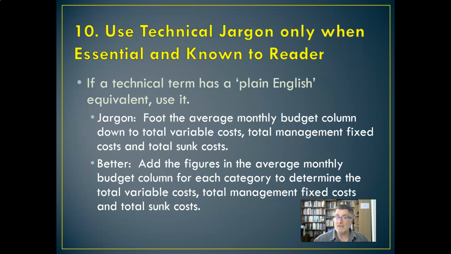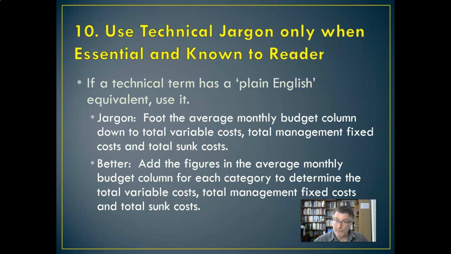Now, you can introduce the technical jargon and describe very briefly what it is, and then go on to use it. There's nothing wrong with that. But use it if you know that the reader will understand what you're saying. And again, plain English, there's nothing wrong with it. Again, jargon. Foot the average monthly budget column down to total variable cost, total management fixed cost, total sunk cost. I have no idea what that means. No idea, and I only have a PhD. So better. Add the figures.